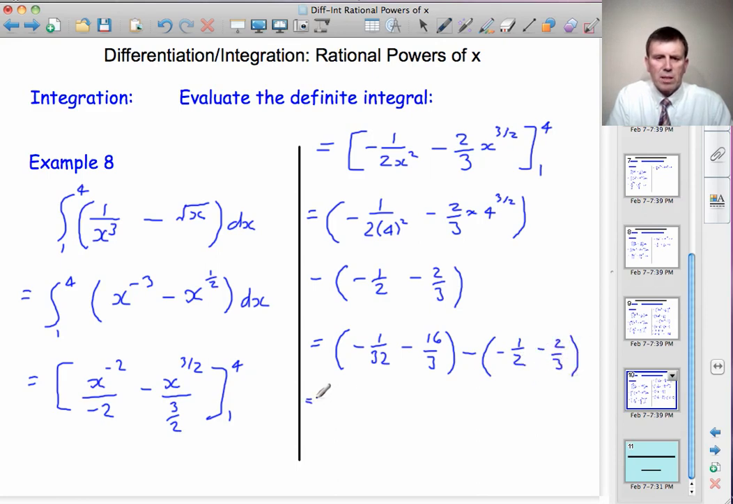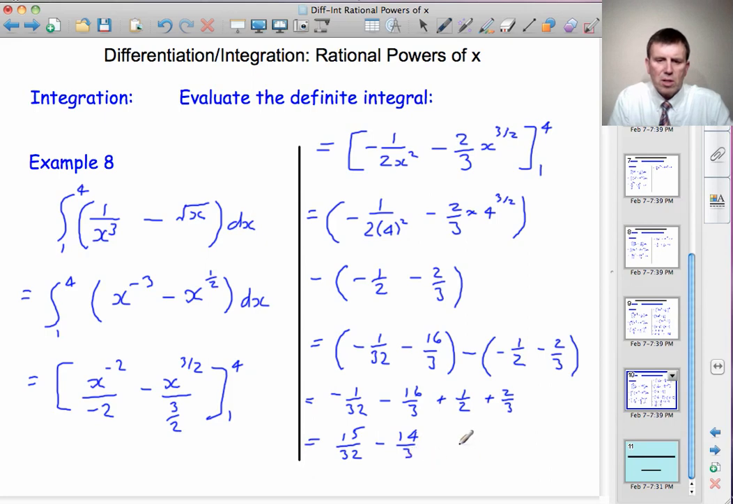Let's take off the brackets, and we get minus 1/32, minus 16 over 3. Minus a minus is a plus, so that's plus 1/2. Minus and minus is a plus, so that's plus 2/3. Now a half is 16 32nds, so 16 32nds minus 1 32nd is 15 32nds. And minus 16/3 plus 2/3 is minus 14/3.